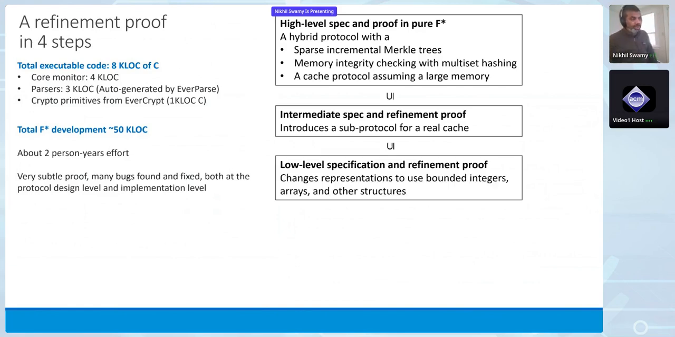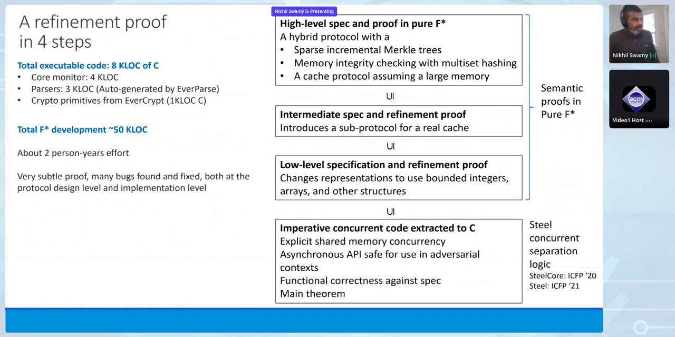The next level of the proof is we switch representations and switch to low-level representations where, for instance, instead of using mathematical integers, we switch to using bounded unsigned integers, or using arrays of bounded size rather than infinite, unbounded sequences, and so on. And all of this is just semantic proofs in pure F star. There's no executable code in any of this part of the development.